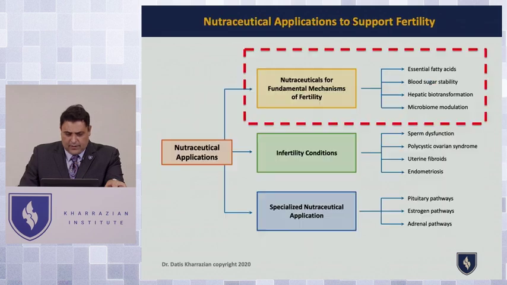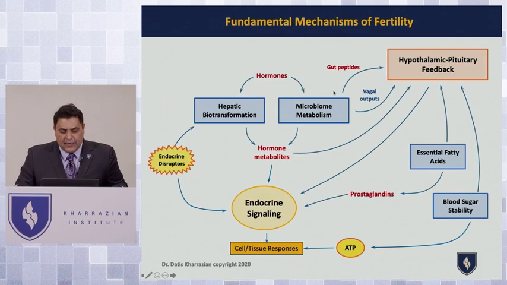With these nutraceutical fundamental mechanism pathways first, there's 4 main pathways. This is what I always call the priorities when we're trying to balance the endocrine system. We have to have healthy hepatic biotransformation, we have to have healthy microbiome metabolism, healthy essential fatty acids, and healthy blood sugar stability. Let me go over these pathways first.